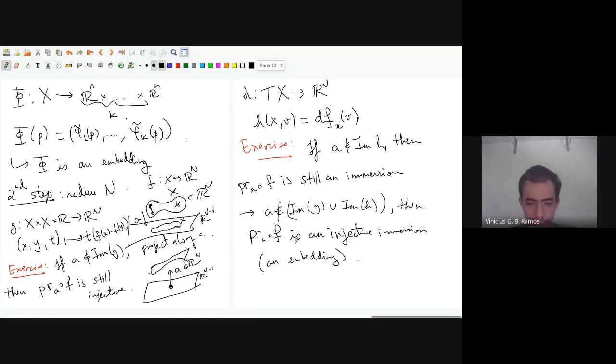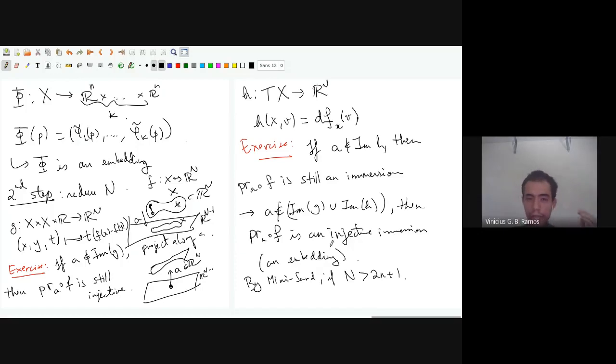Okay, and by Sard, if N is strictly greater than 2n plus 1, then we know that this set is dense, and this set is also dense. Okay, so the intersection of two dense sets is dense. Or you can look at it the other way around. The image is measure 0, and this image is measure 0, and the union of two sets of measure 0 has measure 0. So it's very easy to find something that's not in it.